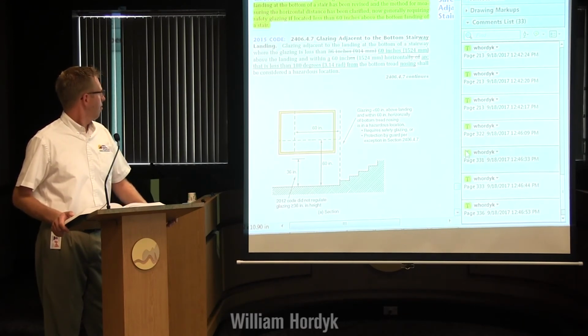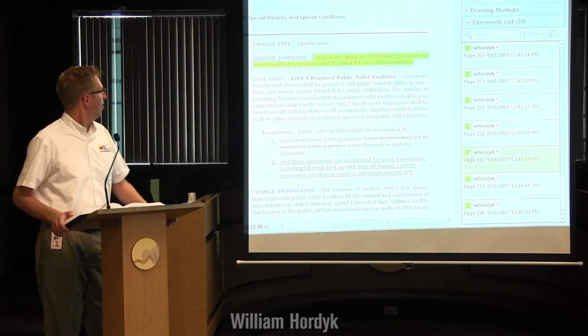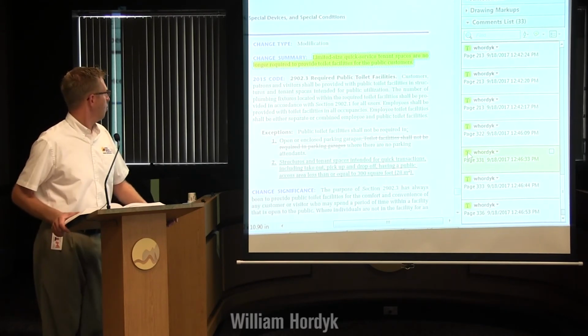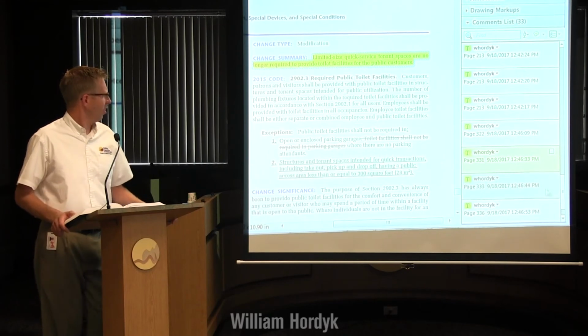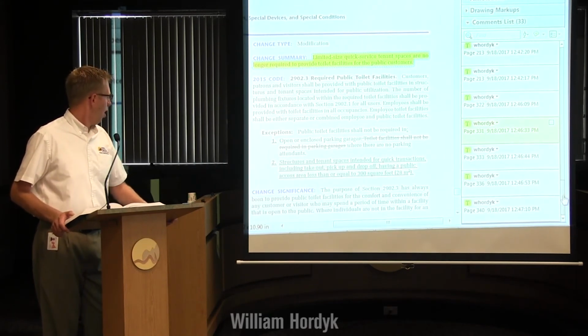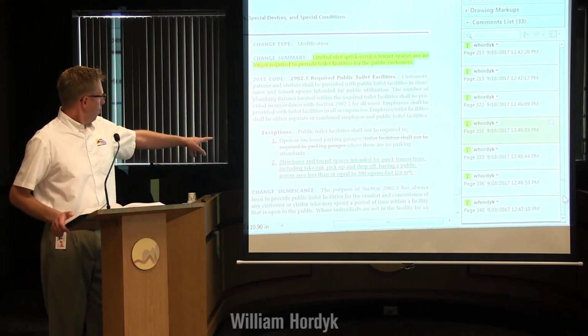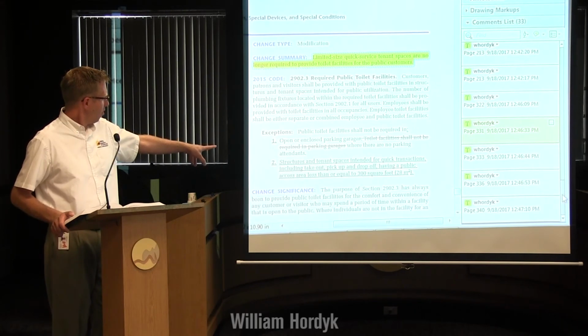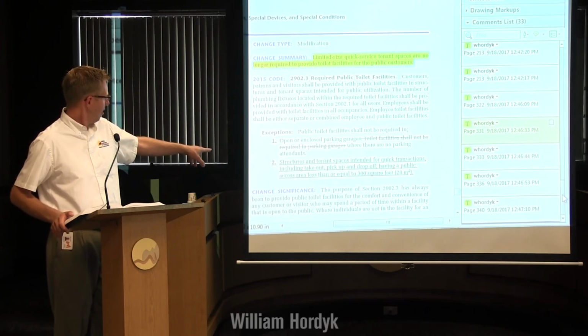Here we go. Try that one. This was an interesting one. Limited quick service tenant spaces are no longer required to provide toilet facilities for public customers. And so the item 2 under the exceptions is the new thing. Structures and tenant spaces intended for quick transactions, including takeout, pickup, or drop-off, having a public access area less than or equal to 300 square feet.